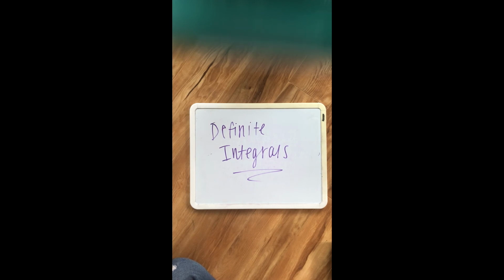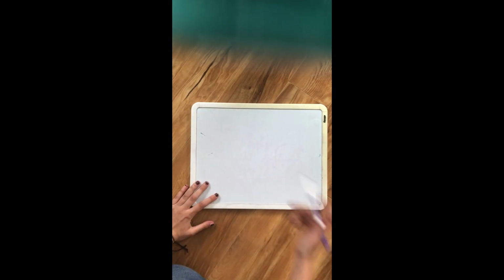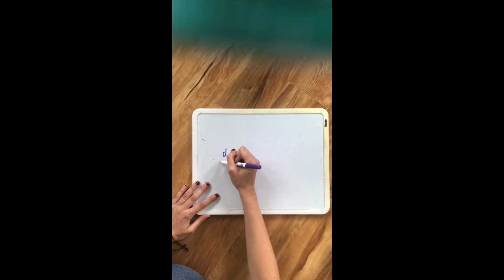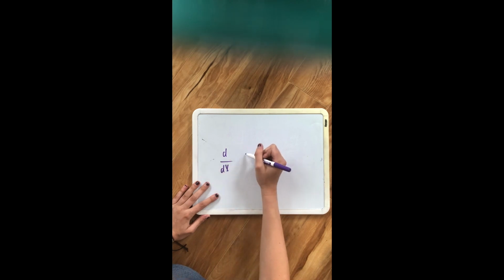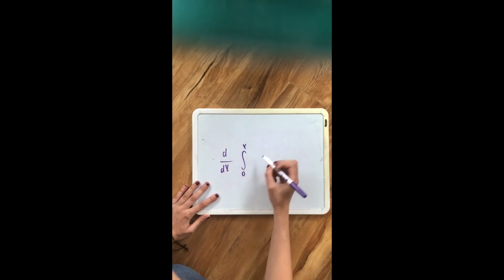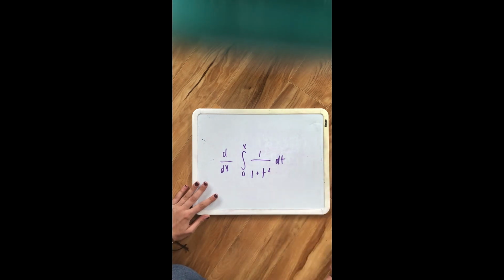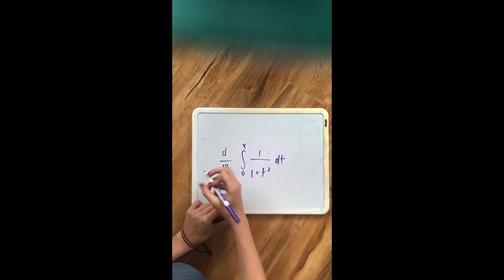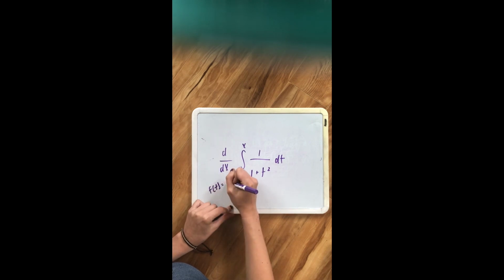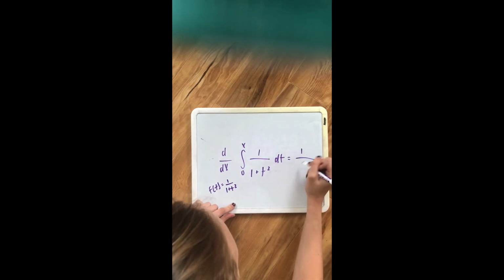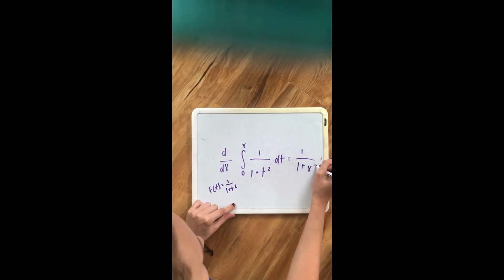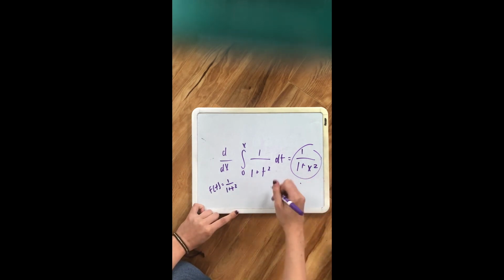That might seem confusing, but here's an example to clear things up. Say you are given d over dx of the integral from 0 to x of 1 over 1 plus t squared dt. So, the solution is f of t equals 1 over 1 plus t squared. So the answer is just 1 over 1 plus x squared. Simple.